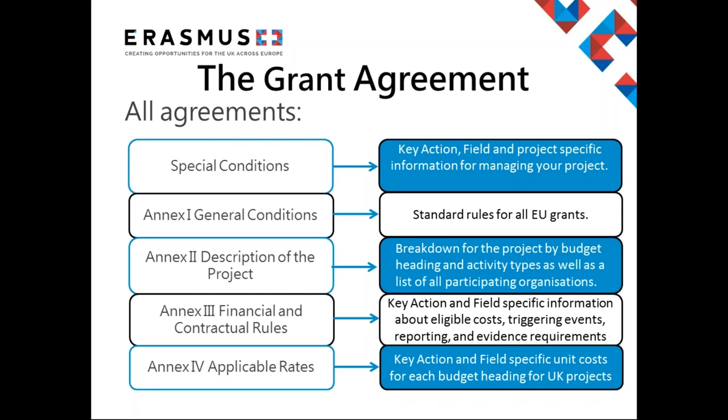Annex 3 also provides some Key Action 1 specific information about the types of checks the national agency may undertake on your project and how your final report will be assessed and the impact this may have on your final grant amount. Annex 4 is where you can find the amounts for the unit costs for all budget headings, except special needs support and exceptional costs, since these are based on actual costs and how these are calculated. This document has a specific unit cost for UK beneficiaries, so you should use this if you need to make any budget transfers.